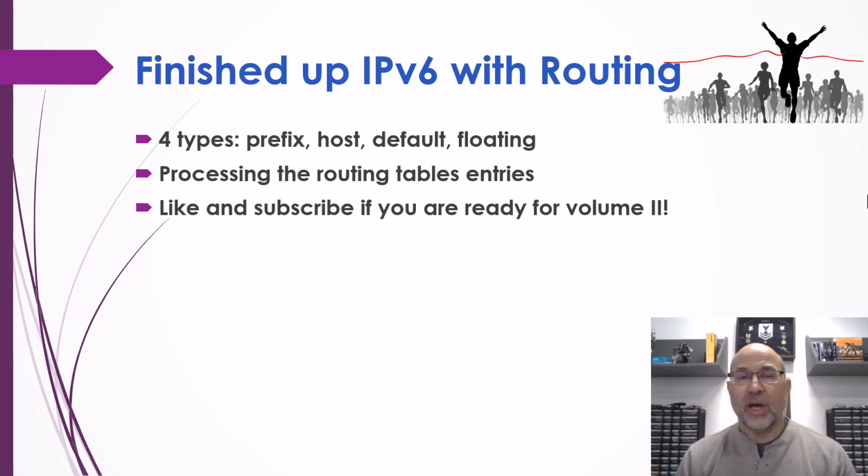Okay, we have finished up this volume with IPv6 routing, and we've done a lot of IPv6 so far. Hopefully you've got a good handle on IPv6 static routes. That's static routes with various types of addresses: global unicast, unique local, and link local. But we also looked at host-specific and default routes, and we talked about floating static routes. We also have a pretty good handle on how to process those routing table entries. So I hope you're getting good at it. You feel powerful. You feel strong.